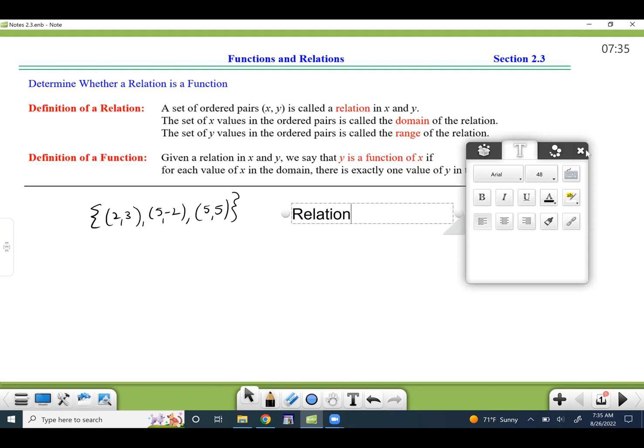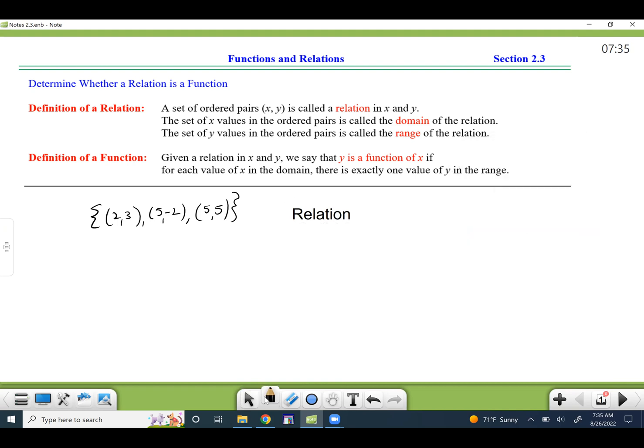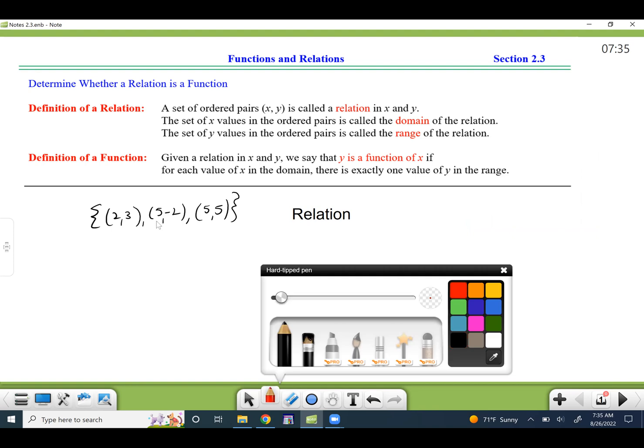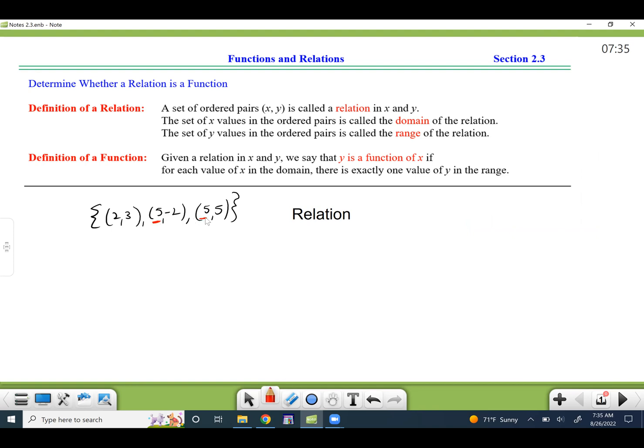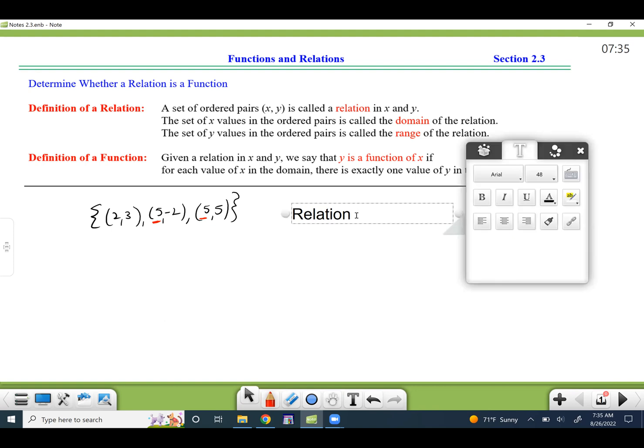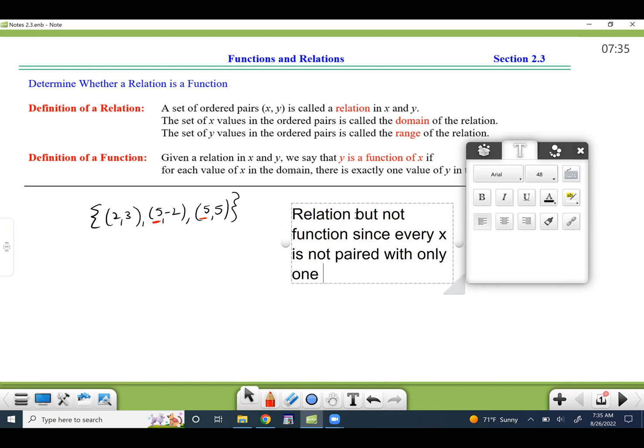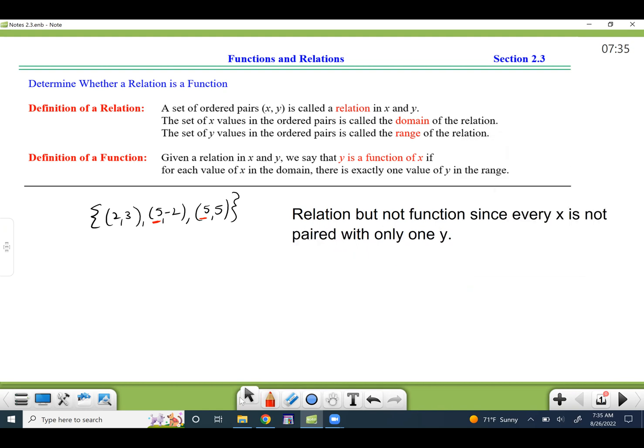What we have right here would not be considered a function because we have the x value, or the input, of 5 twice. It's going with 2 different y values. So this is a relation, but it is not a function, since every x is not paired with only one y. For something to be a function, every x can only be paired with one y.